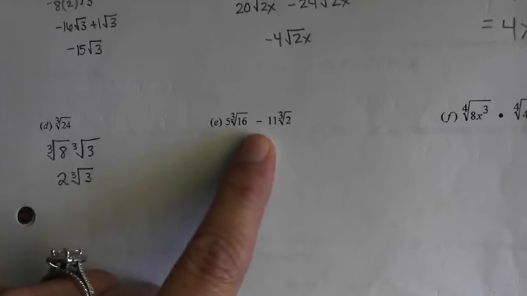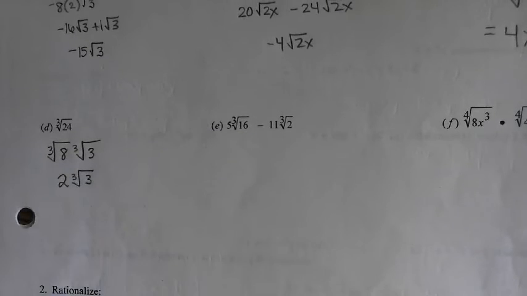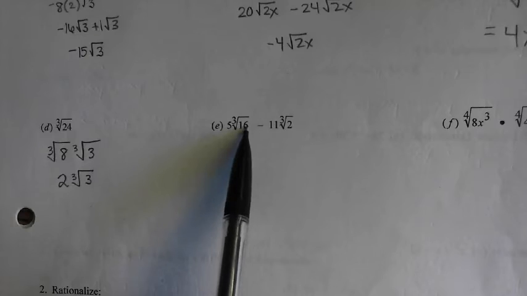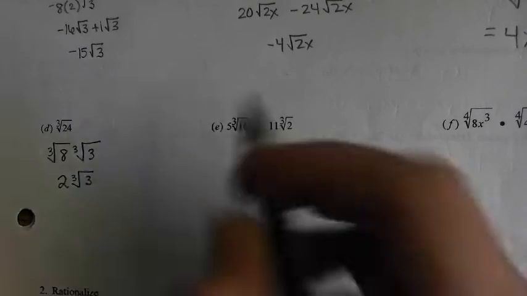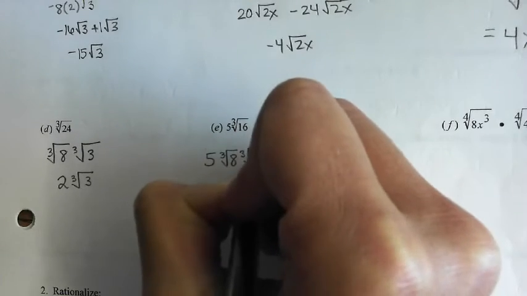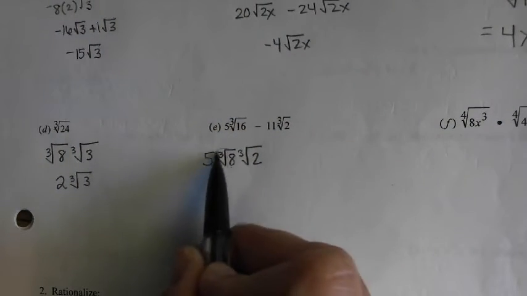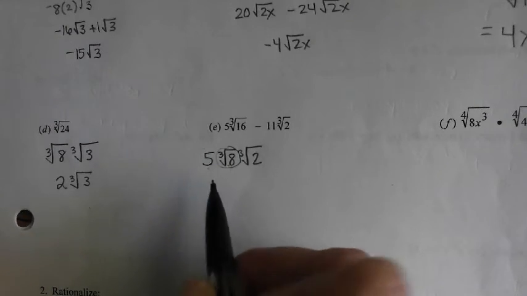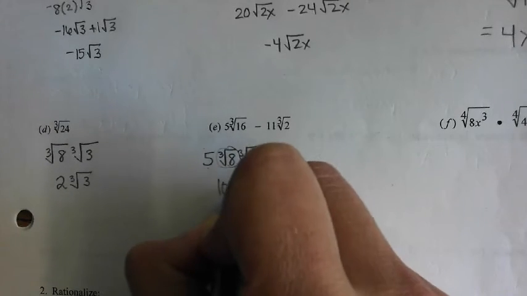On the next one, same thing. I can't add and subtract these unless they're like radicals. So if I look at the cubed root of 16, is there a perfect cube that goes into 16? 8. So I'm going to go cubed root of 8 times cubed root of 2. The cubed root of 8 is going to be the whole number 2 times the 5 that's already there. It's going to give me 10 cubed root 2.